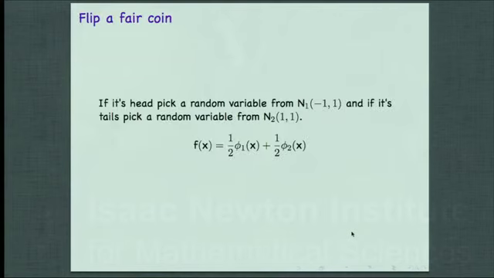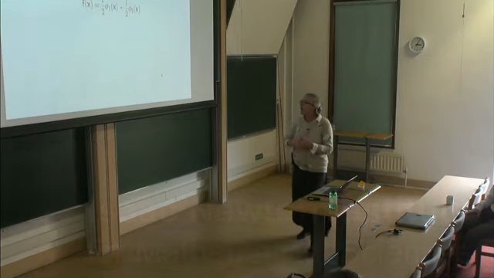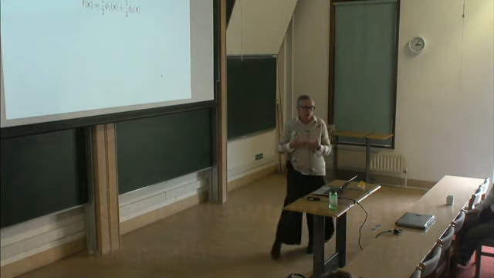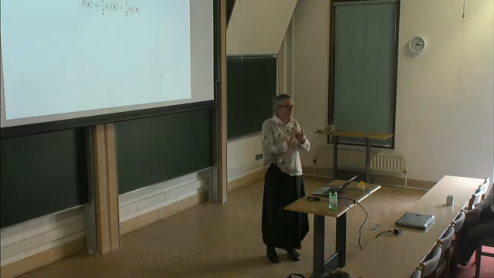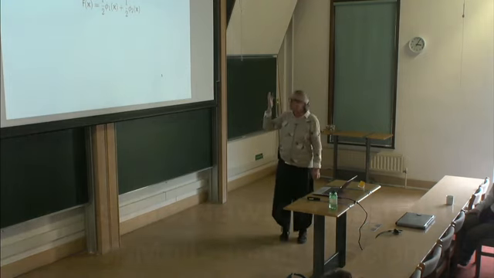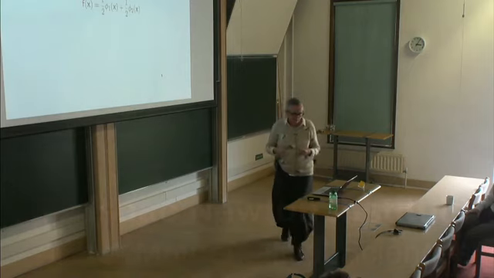So this is the simplest possible mixture model that you could think of. I have a coin, I flip it. If it comes up heads, I choose a normal with mean -1 and variance 1, and if it comes up tails, I choose a normal with mean 1 and variance 1. So that's the sort of banal mixture model situation. It's the simplest possible. There are two components in the mixture, and that's what it is.